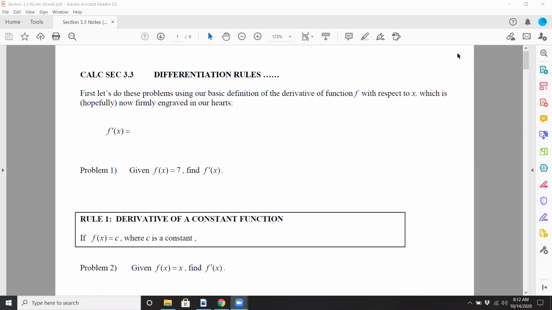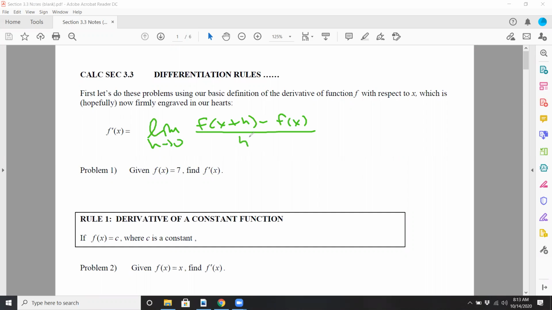So if I read the little blurb here, first let's do these problems using our basic definition of the derivative of function f with respect to x, which is hopefully now firmly engraved in our hearts. And of course, we had a quiz on this too. So f prime of x equals the following. The limit as h approaches 0 of f of x plus h minus f of x over h.